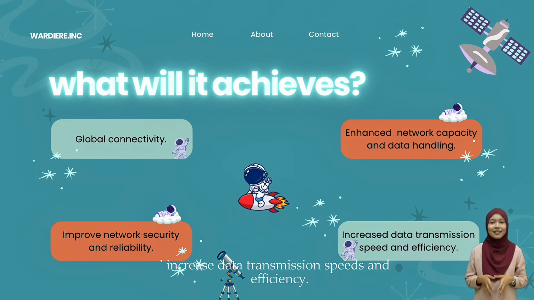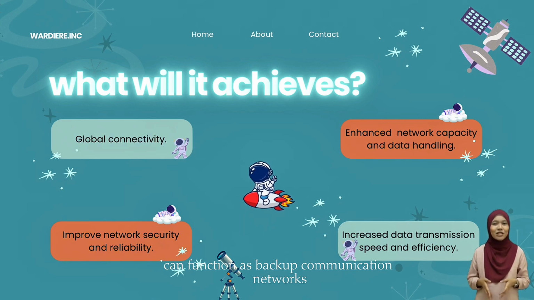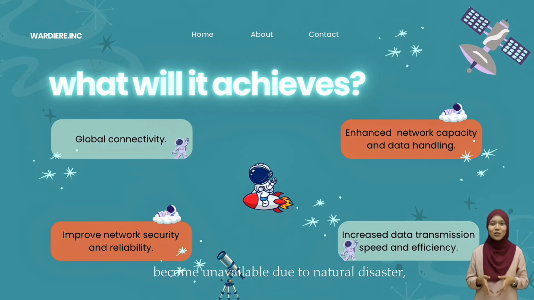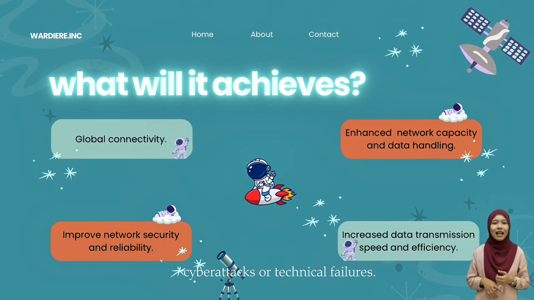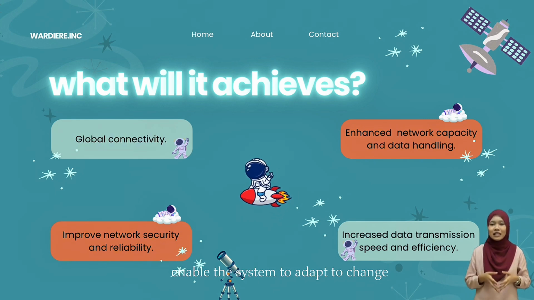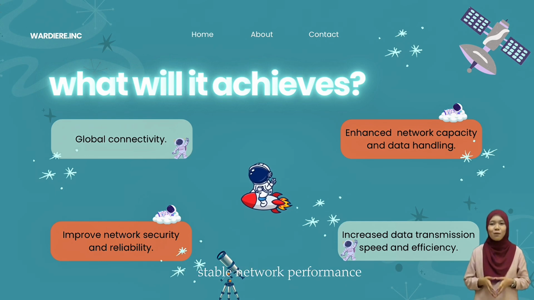And lastly, increased data transmission speeds and efficiency. 6G satellite systems can function as backup communication networks when terrestrial networks become unavailable due to natural disasters, cyber attacks, or technical failures. Moreover, advanced routing and network management technologies enable the system to adapt to changes in satellite position and network conditions, thereby maintaining stable network performance and reliable data transmission.